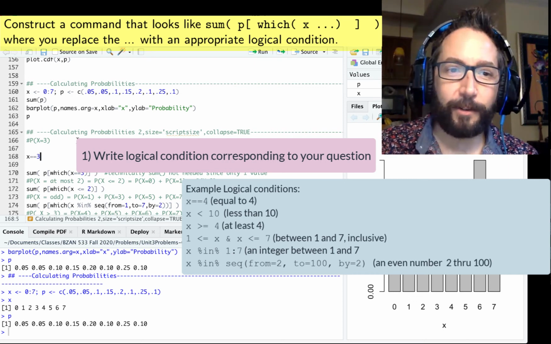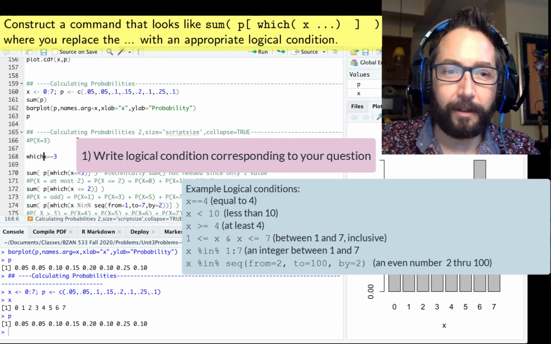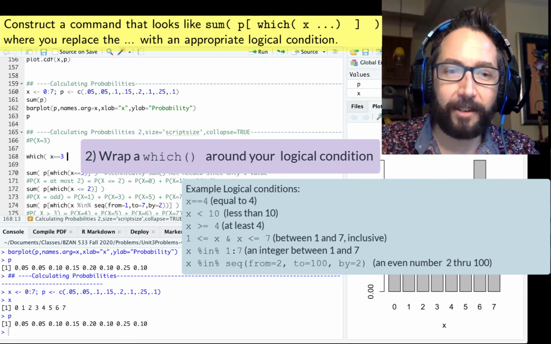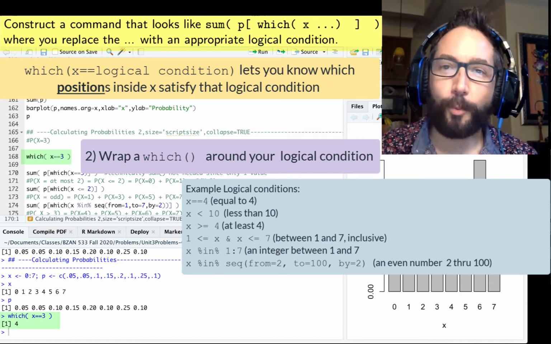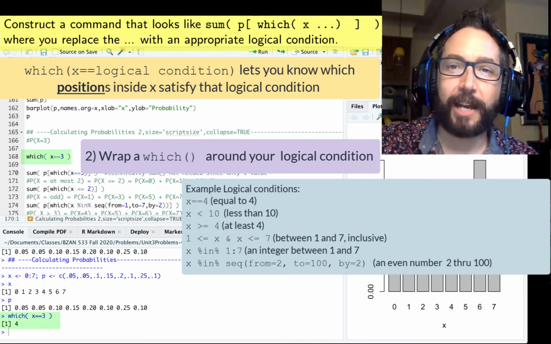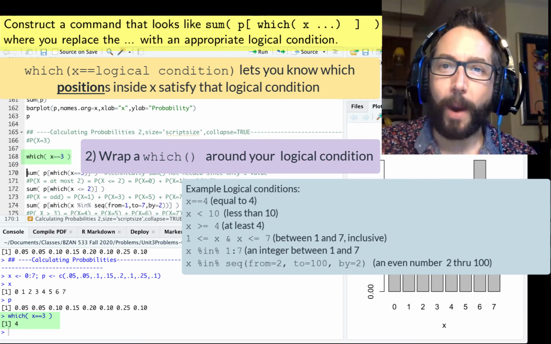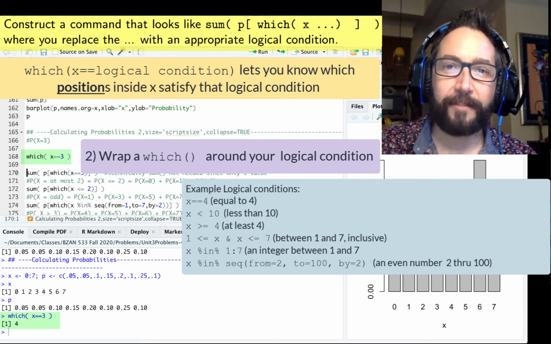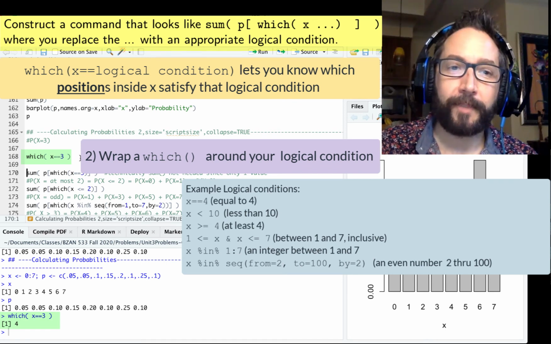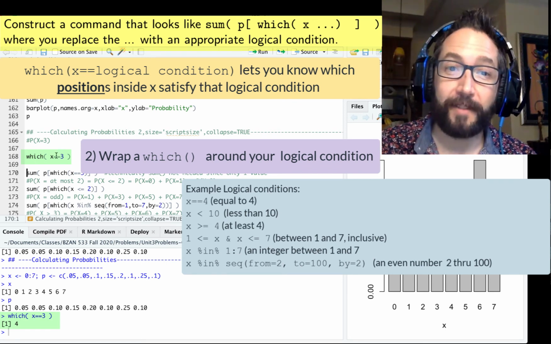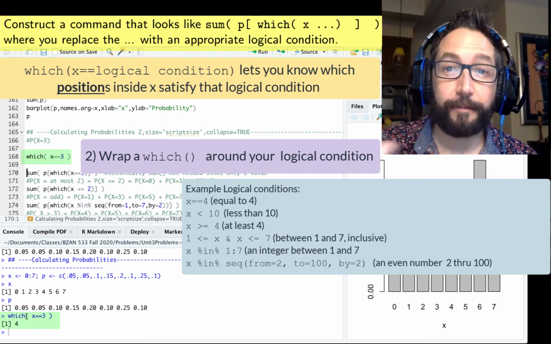Then you're going to say, well, which elements of x are equal to 3? You're going to wrap that logical condition inside of the which function. Remember, what which does is dive inside a vector and let you know where, position-wise, you find elements that satisfy that logical condition. In this case, there's only one element of x that is exactly equal to 3. It's letting us know that it's the fourth element of x.